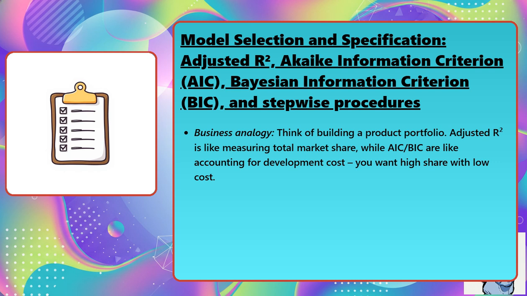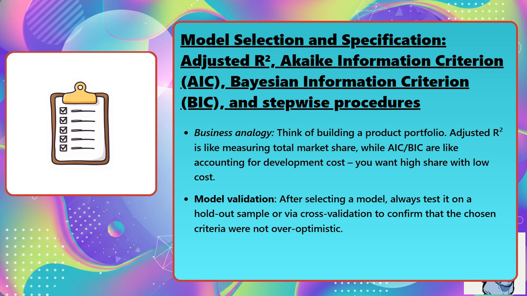Business analogy: think of building a product portfolio. Adjusted R-squared is like measuring total market share, while AIC and BIC are like accounting for development cost. You want high share with low cost. Model validation: after selecting a model, always test it on a hold-out sample or via cross-validation to confirm that the chosen criteria were not over-optimistic.